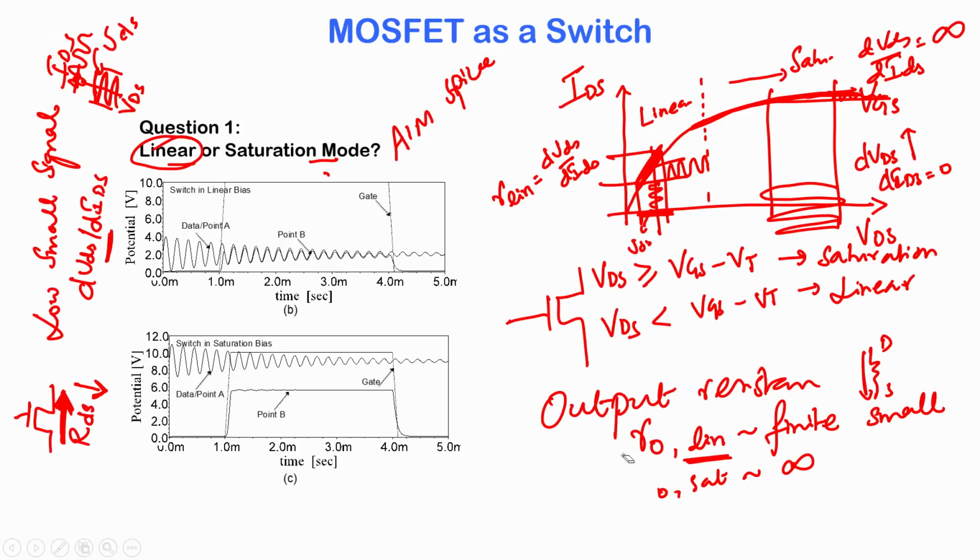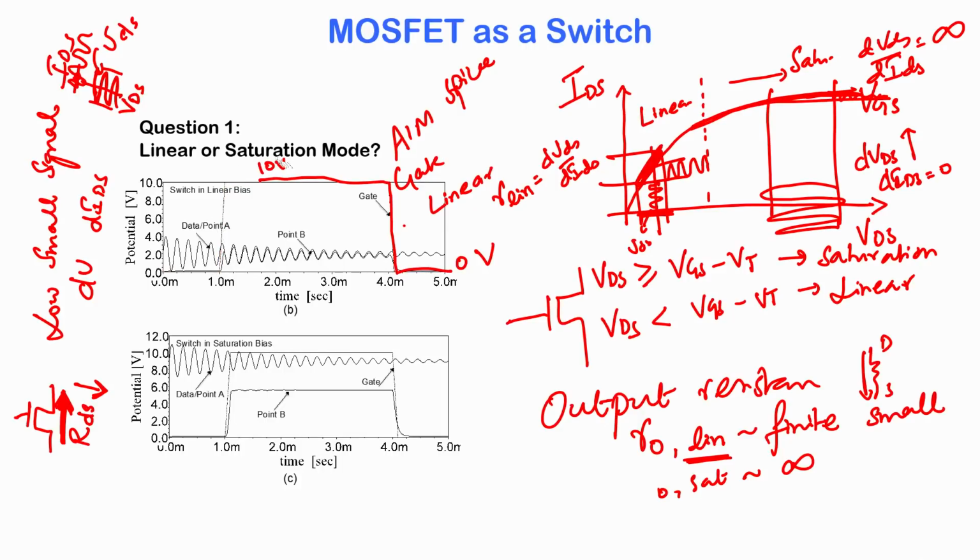Now, what happens? Let us say we bias the MOSFET in linear mode. How do we know that? This diagram corresponds to linear mode. How do we know that this is linear mode? This signal that you see here, this square response, is the gate voltage of this MOSFET, and the gate voltage goes from 0, climbs to 10 volts, stays at 10 volts for some time and comes back down to 0. So, that is the gate of the MOSFET.